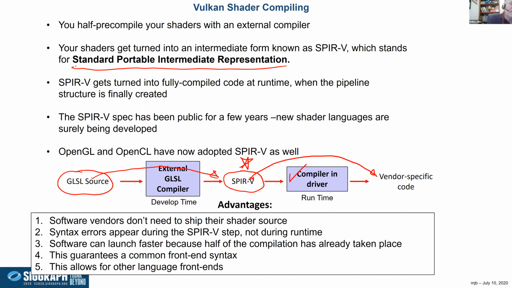And the SPIR-V spec has been around. It was made public even before the Vulkan spec. And so presumably new shader languages are going to be developed, because all you have to do is produce the SPIR-V legal format, and you don't care how it got produced. So surely there are other languages being developed.